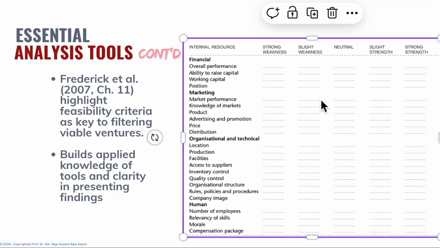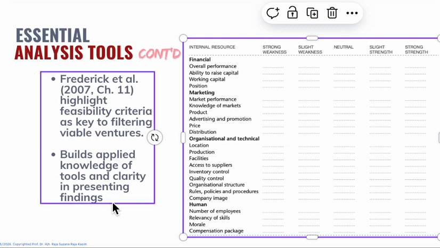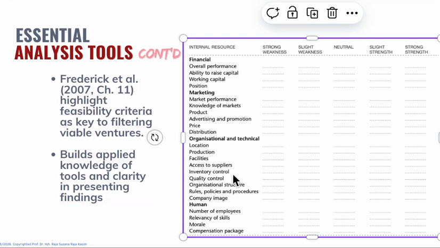So you have to map this, and by mapping this, founders can clearly see where they are ready to grow or where they need to improve before they scale up. The key lesson here is that it's not enough to know your idea. You must know your resources. Applying tools like these does not just improve evaluation but also helps entrepreneurs communicate those strengths and weaknesses clearly to investors and partners.